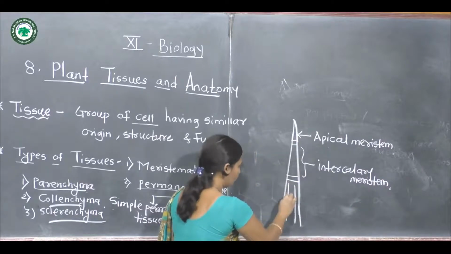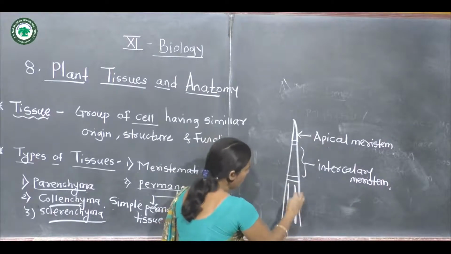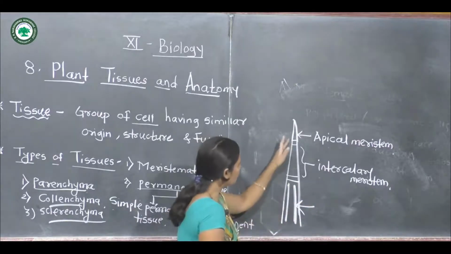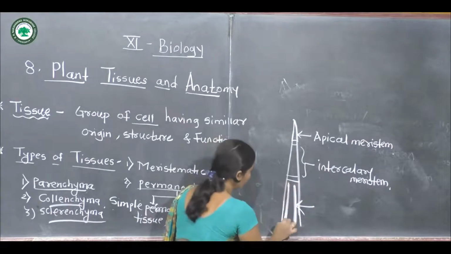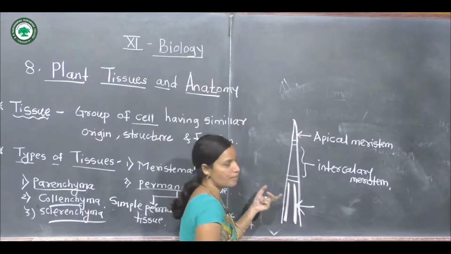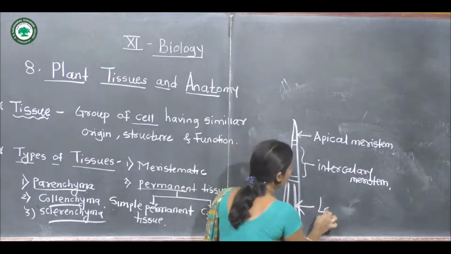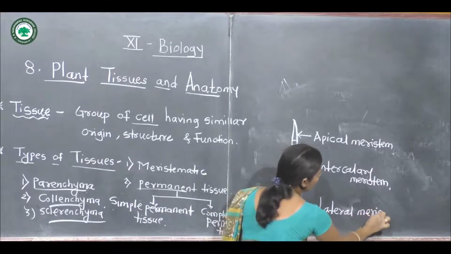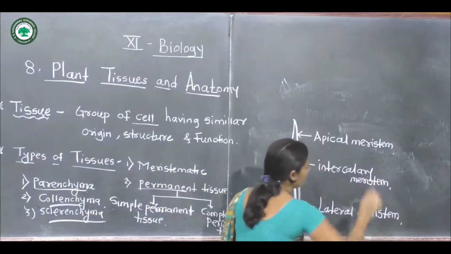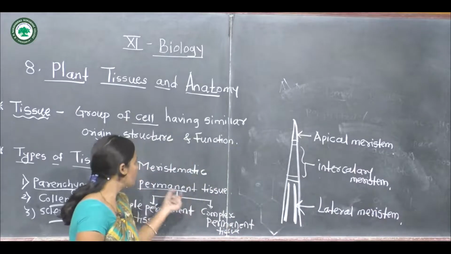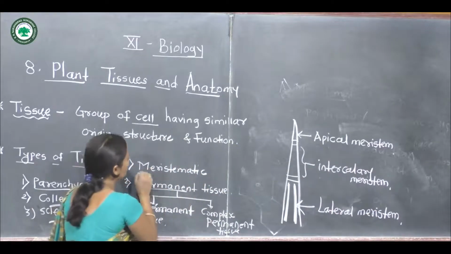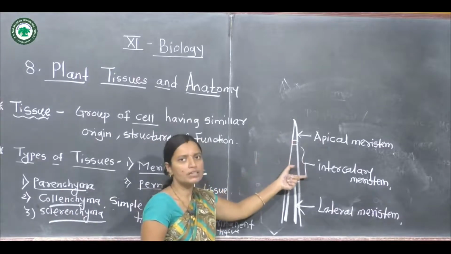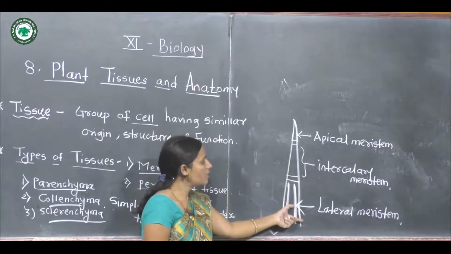And the third type of the meristem is the lateral meristem, and this meristem is present in the bark of the plant body, bark cell or cork cell, and this meristem is called the lateral meristem. According to the position of the meristem, they can be classified into three types: apical meristem, intercalary meristem, and lateral meristem.